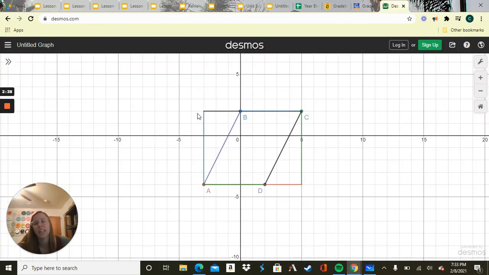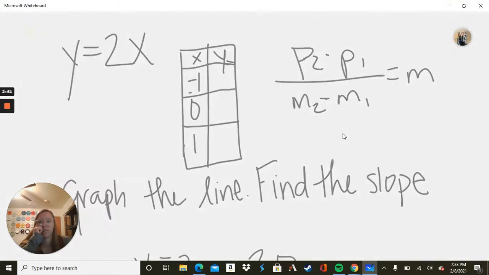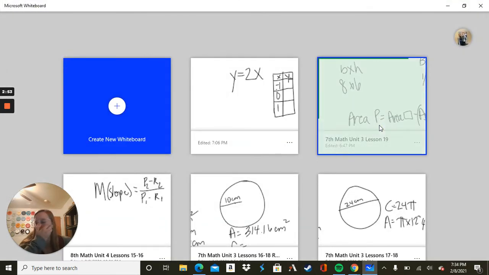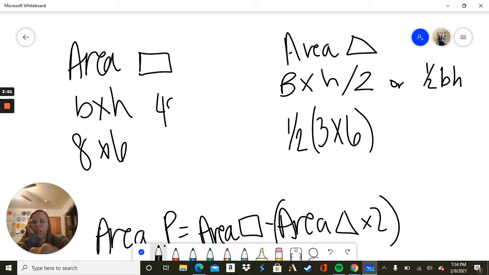Now I'm going to take the S and say that these triangles are going to have the same area. Okay. So we have 6 for our height. Do we know what the formula is for the area of a triangle? First, let's go find here. Sorry. And to go take you over here. So we found the area of our rectangle. It was 48. I'm going to put U for units squared.